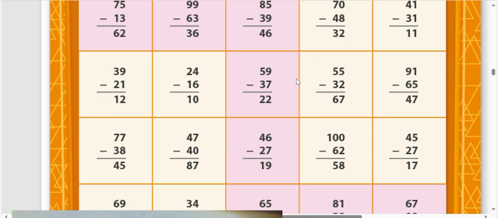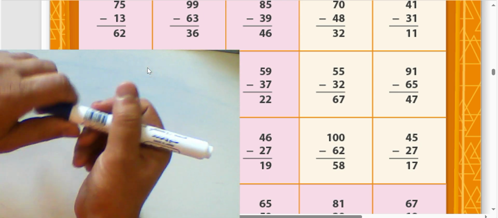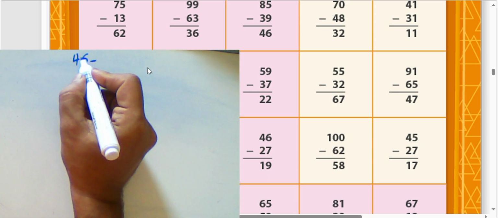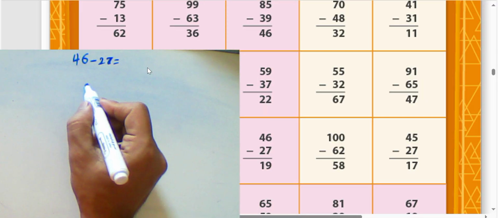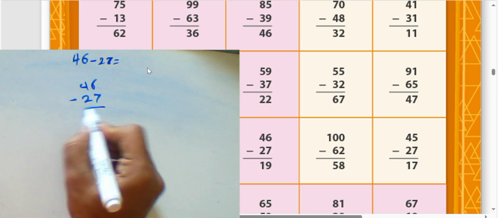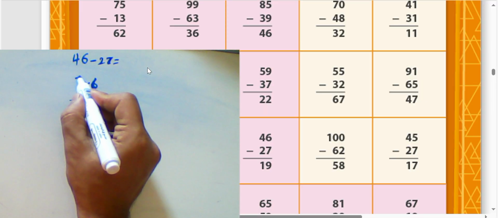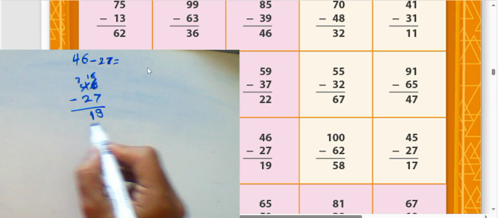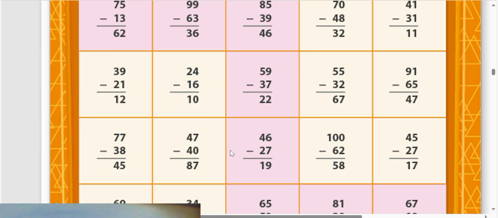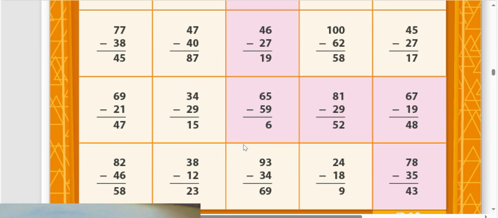Okay, it's very easy. This is 46 minus 27. Then we can borrow 1 like this. 46 subtract 27. 6 minus 7, we can't do it, so borrow 1. 16 minus 7 equals 9. 3 minus 2 is 1. Then the result will be 19. Okay, you can write the answer and solve it yourself.